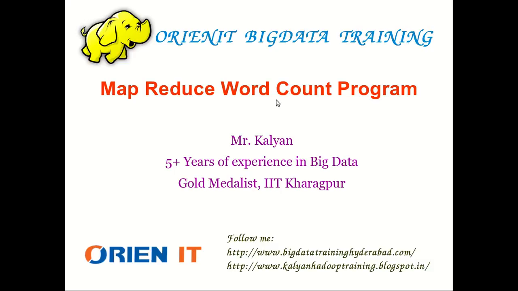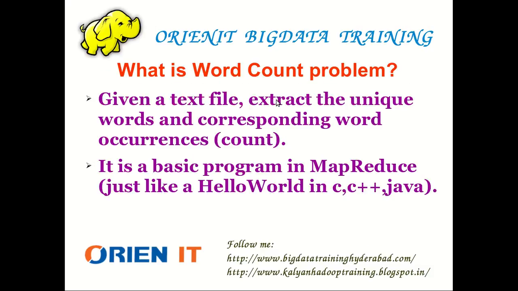So what is word count exactly? What is the word count problem? The problem is, whenever someone gives you a text file, you will have some text content in it. Extract the unique words from that content, and for each unique word, how many times it occurred in multiple places, that is the count. So we extract the unique words and the corresponding counts. This is what we call word count.